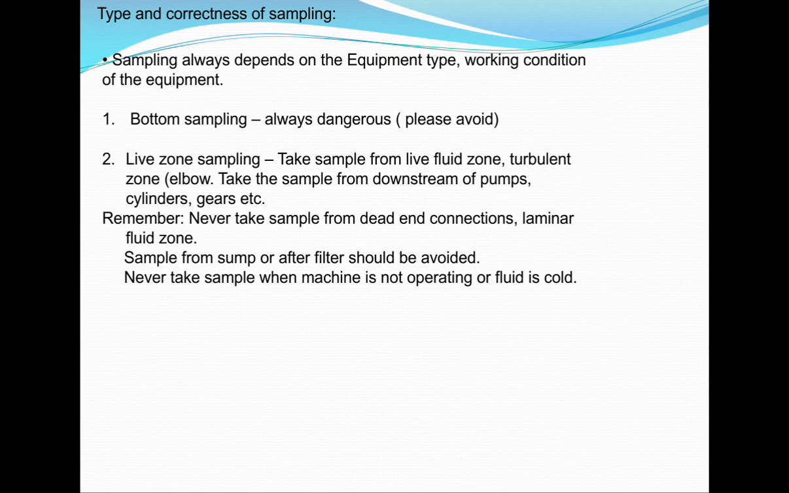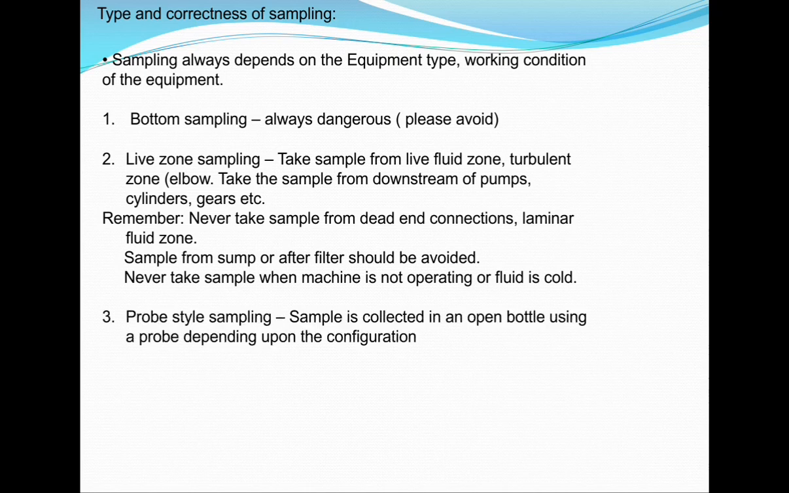Now the third type of sampling is probe style sampling. Here what we are doing, we are using a probe, with an open bottle. The sample is collected in an open bottle using a probe depending on the configuration of the equipment. As per the equipment, we have to use this probe to take the sample. You see in this picture, these are the probes, and you see there is a stop valve also. By rotating this, we have to close that point also, so that there should not be leakage after sampling, or dust contamination.